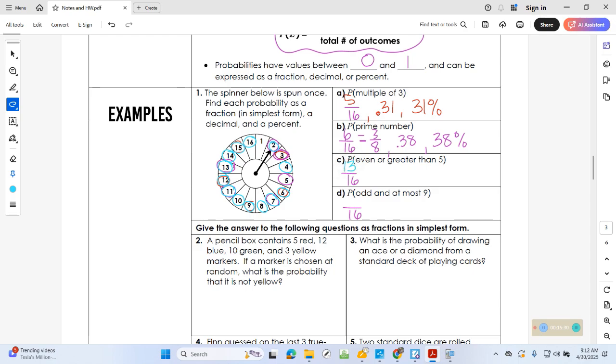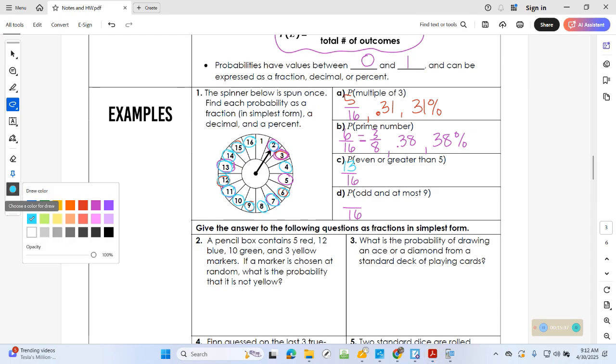Now, does 13 over 16 reduce? No. We're not going to do the decimal and percent for everything. Let's just get on with it here. Let's do the next one.